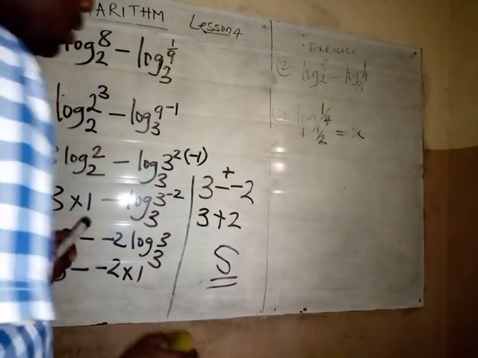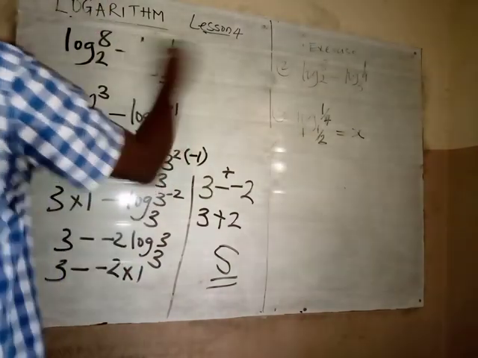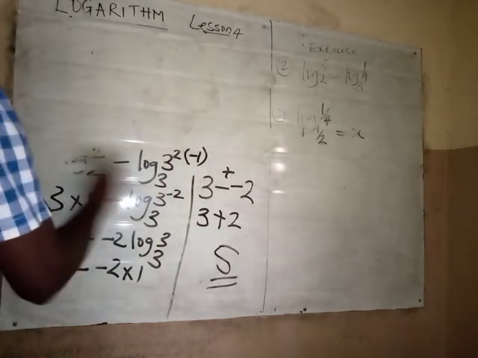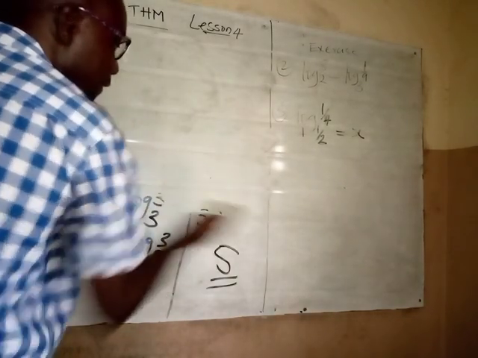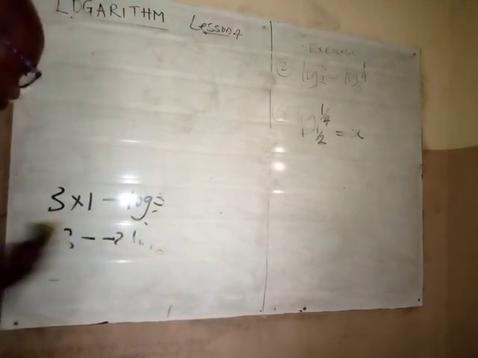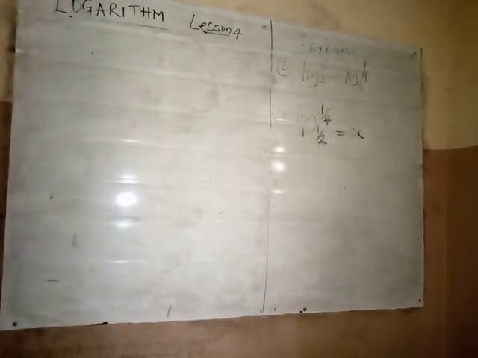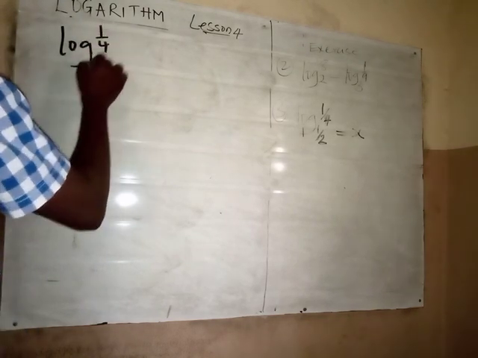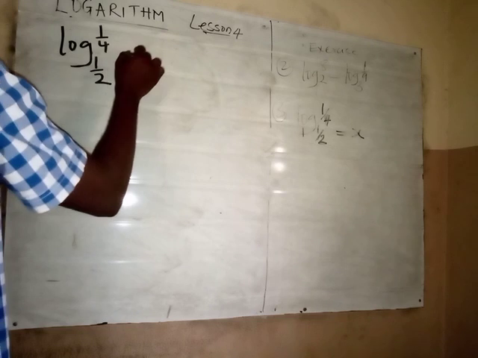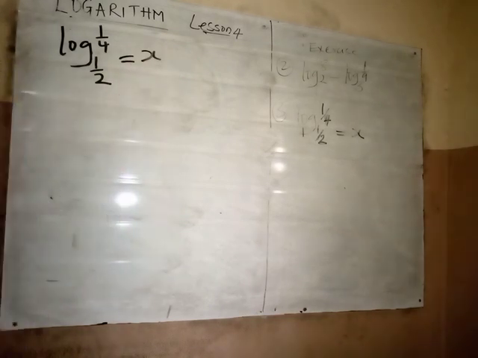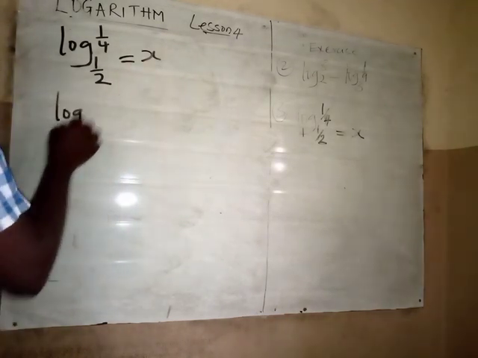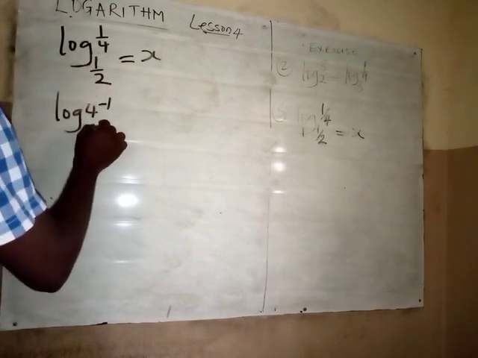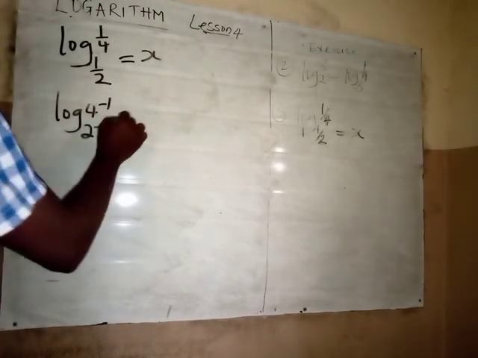The last question here, we're going to treat the last question before we end this lesson. The last question says log 1 over 4 base 1 over 2 equals s. Find s. So this one is the same thing as the reciprocal of 4, which is 4 raised to power minus 1, over the base, which is also 2 raised to power minus 1 equals x.